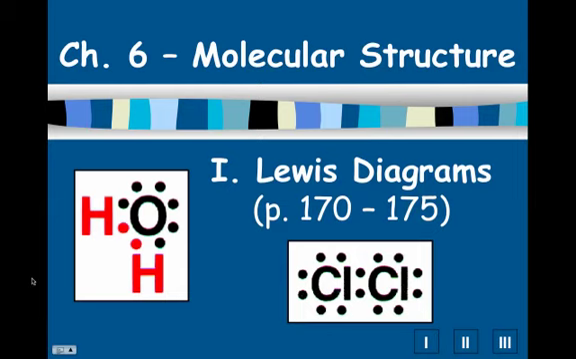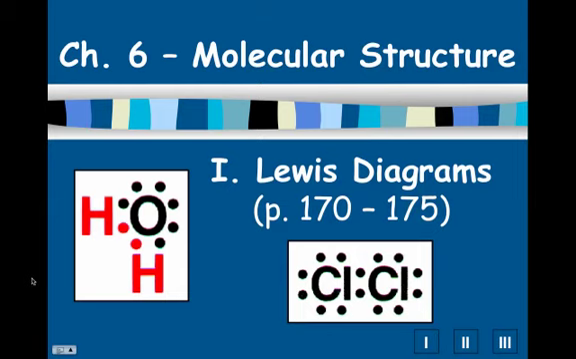Alright, Chapter 6, Part 2. The first part of this is we're going to talk about Lewis structures. The second part we're going to talk about VSEPR theory and molecular geometry. As far as molecular structure goes, we want to talk about Lewis diagrams, and how to get to the shapes of these molecules.